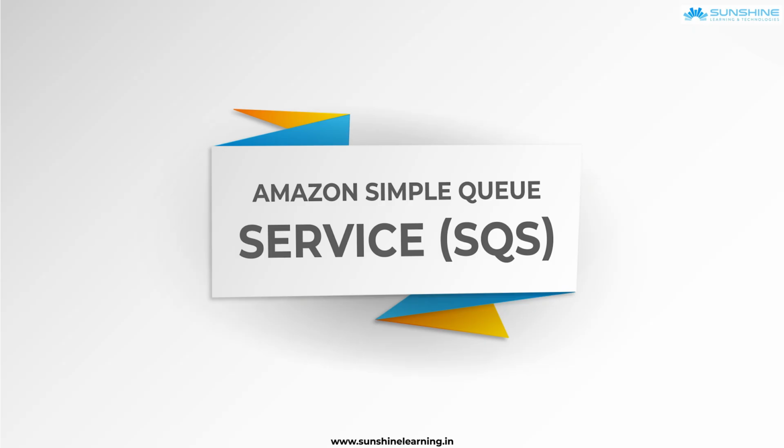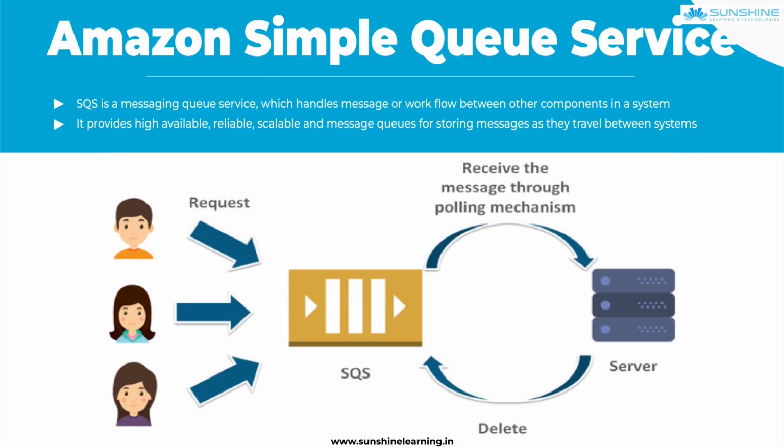Now another type of service is Amazon SQS, which is the Simple Queue Service, and it is primarily used for the message queue, or queuing the messages in the SQS. So with the help of queuing the messages in the SQS, any backend application can query the messages, retrieve them from the queue and process them accordingly. So SQS is a messaging queue service that handles messages or workflow between other components in a system.